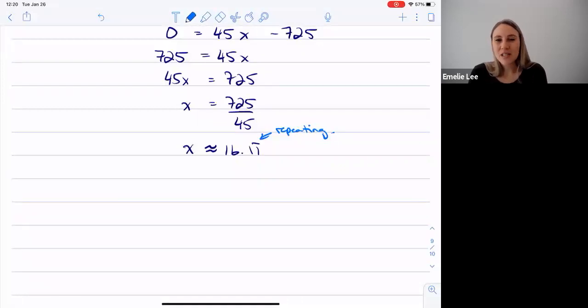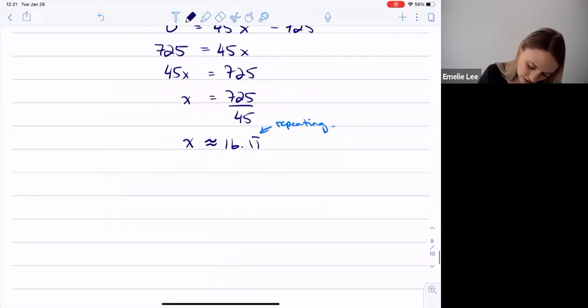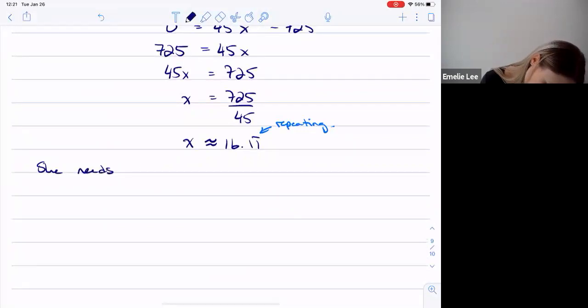Okay, so I would need to work roughly 16.11 hours to make zero profit. And if you think about how making money works, at 16 hours, I make negative profit. I'm still paying to work. At 17 hours, all of a sudden I'm making a profit. And so at 16.111 repeating, that's where it switches over from not making any money, in fact losing money, to making money. So she needs to work 16.11 hours to make $0 profit.